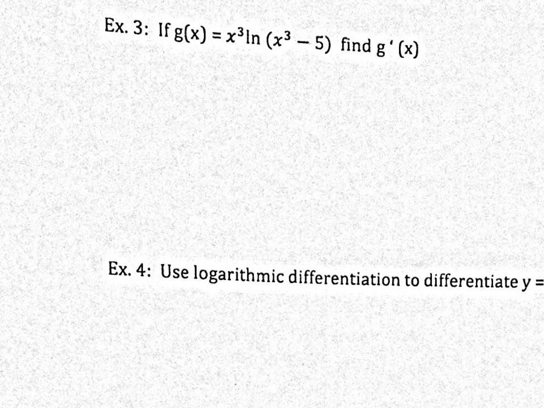Anyway, so if g of x equals x cubed times ln of (x cubed minus 5), find g prime. And we look at this, and this looks a little messier. Hopefully you recognize, because we do need to go back to first semester thinking now, in terms of finding the derivative, we have a product rule right here. We have x cubed being multiplied by ln of (x cubed minus 5). So we have to remember how to use the product rule. The product rule says take the first function times the derivative of the second plus the second function times the derivative of the first. Well, let's do it.